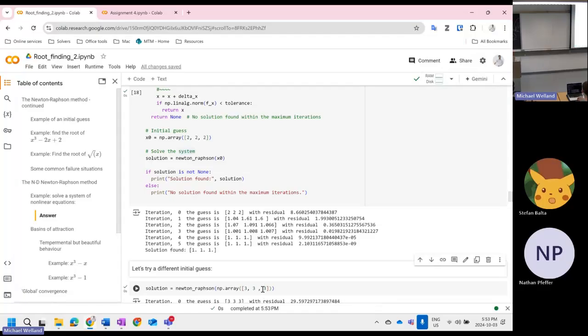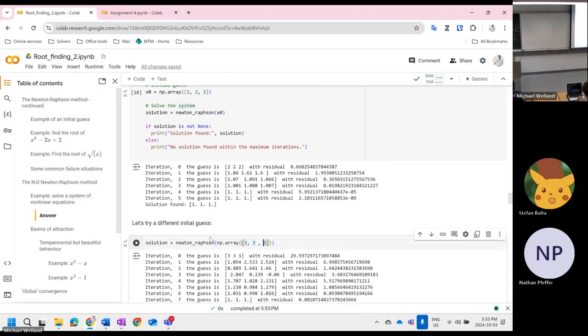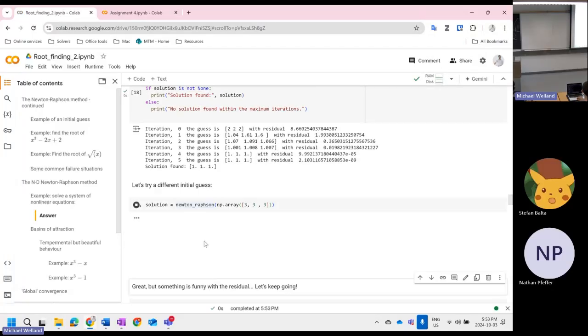All right, time to hammer home this initial guess thing. Let's start with a different initial guess. Now we're looking at 3, 3, 3.